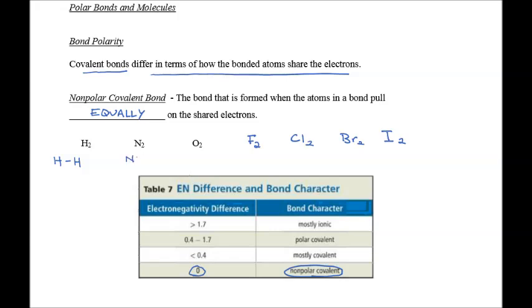Nitrogen we should know now as a triple bond. And oxygen we should know as a double bond. But the electrons are still pulled equally in the bonds between the two atoms with the same strength. If the electronegativity difference is greater than 1.7, we have an ionic bond, and if it's something between the two, we have what's called a polar bond.